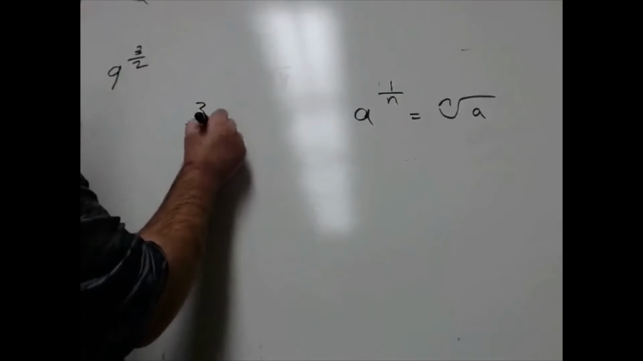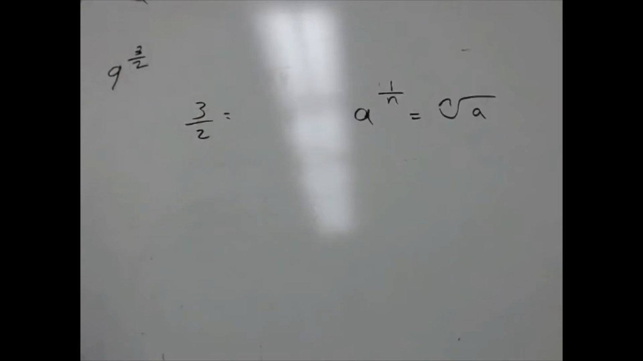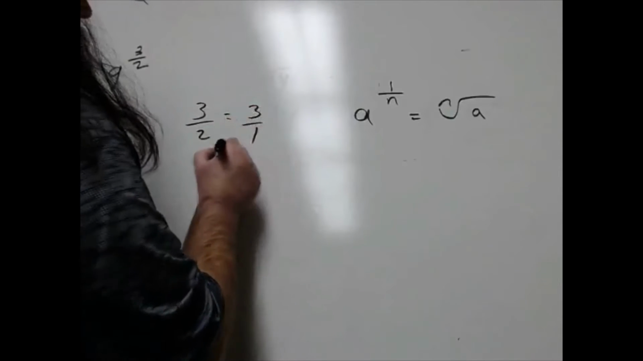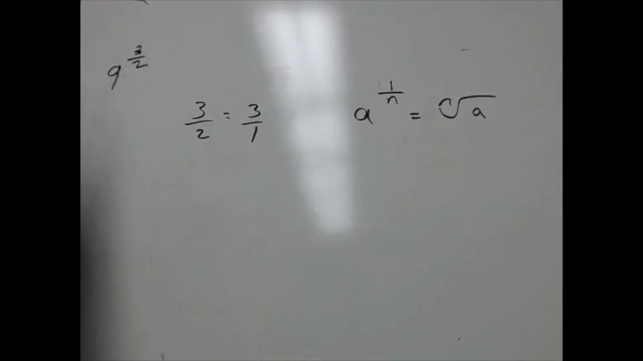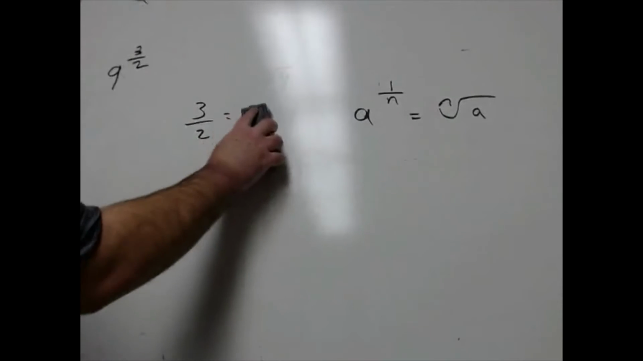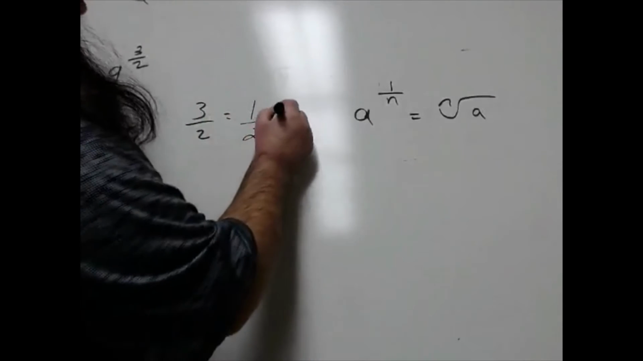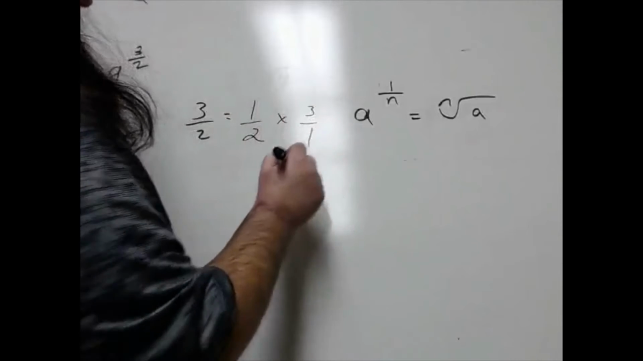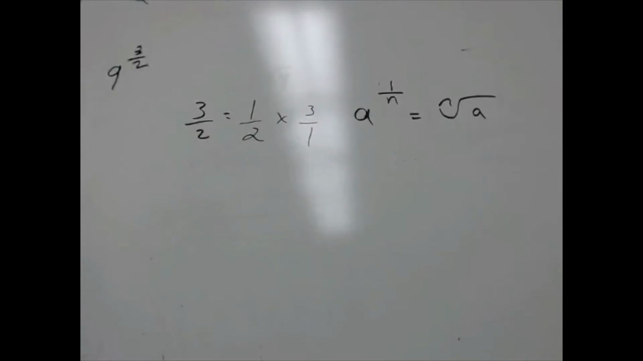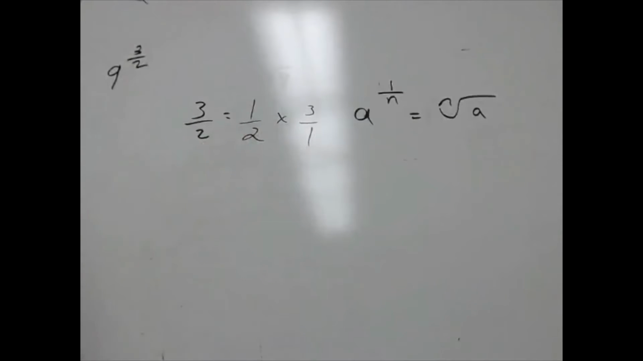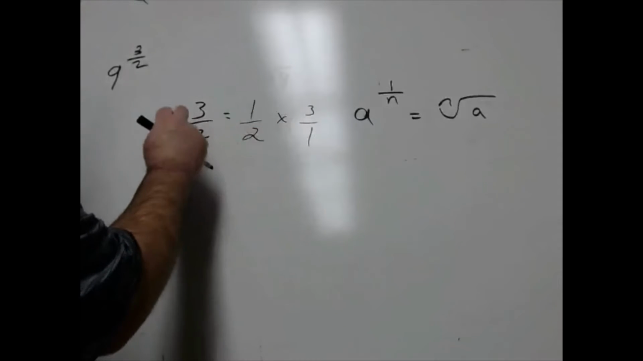So if I've got 9 to the 3 over 2, let's just step over here for a second. 3 over 2 is a single fraction that I can actually split apart into 2 fractions multiplied together. I'm going to put the other one first. It's the same as 1 over 2 times 3 over 1. Okay? Because if I were to multiply these 2 fractions together, I end up getting 3 over 2. 1 times 3 is 3, 2 times 1 is 2.